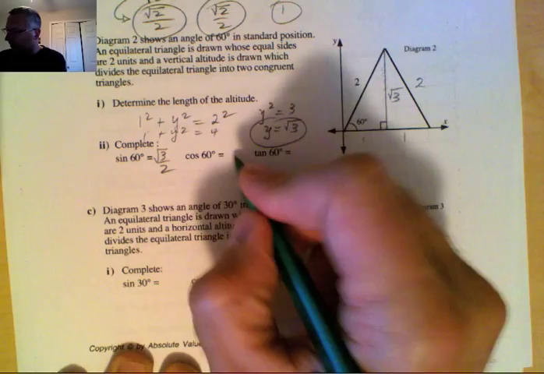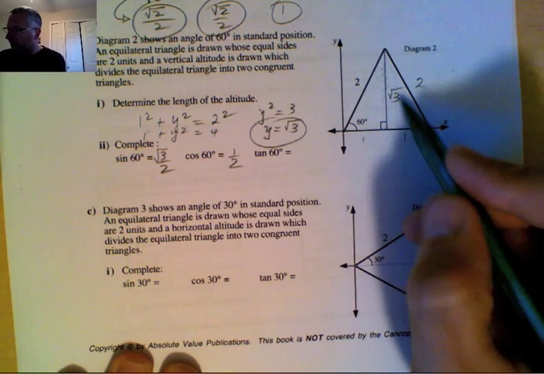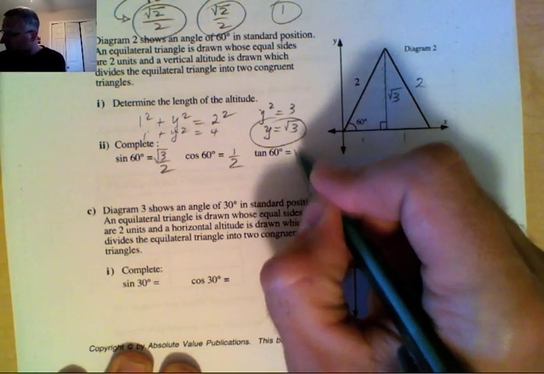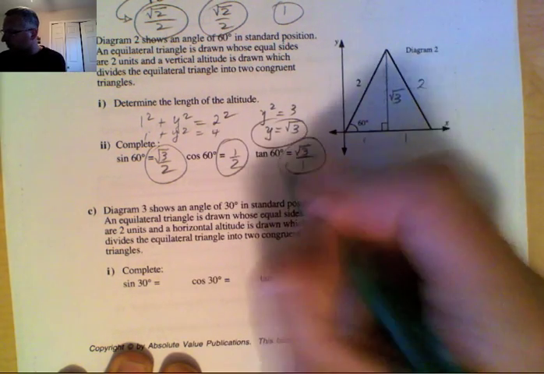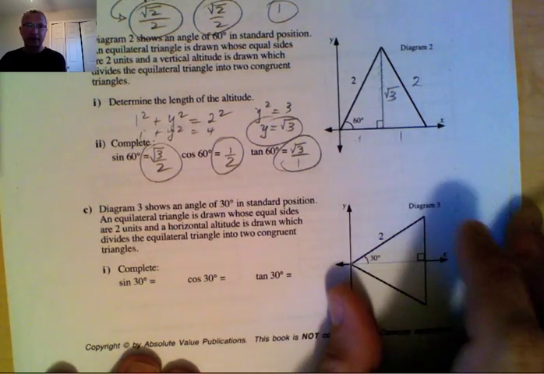Cosine is x over r, so it's 1 over 2. And tangent is y over x, so it's just root 3 over 1, or root 3. So there's our 3 ratios for a 60-degree reference angle.